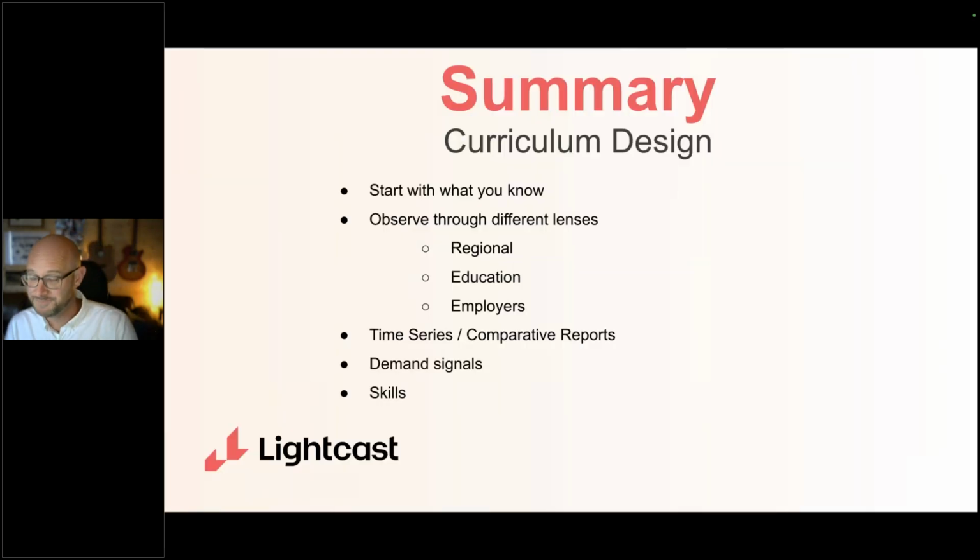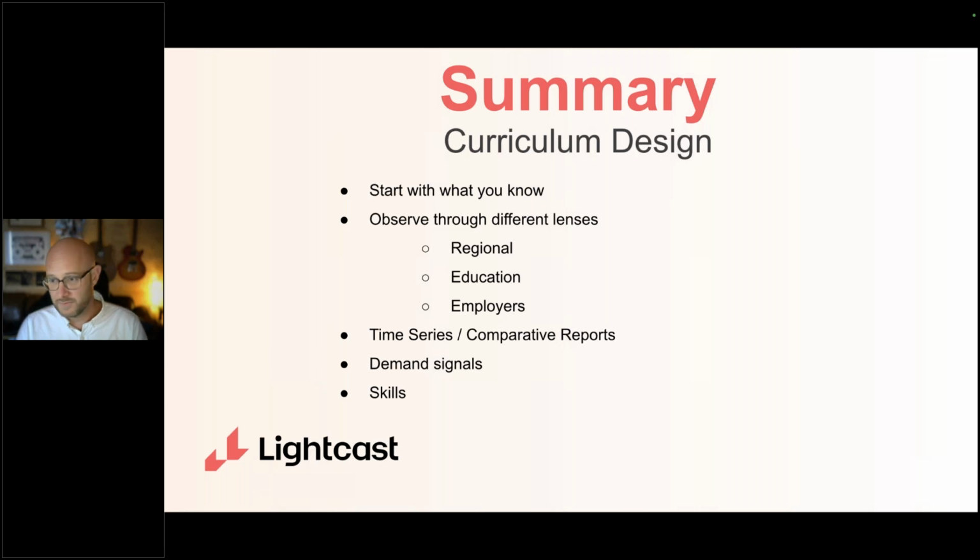So what have we learned? Firstly, start with what you know. When you're embarking on a line of inquiry using Lightcast data, begin with areas you already understand. So in the example I used, I started by choosing a selection of occupations I knew would fit into my area of interest. From there, I was able to distill my parameters and then observe my data set through various lenses and reports.